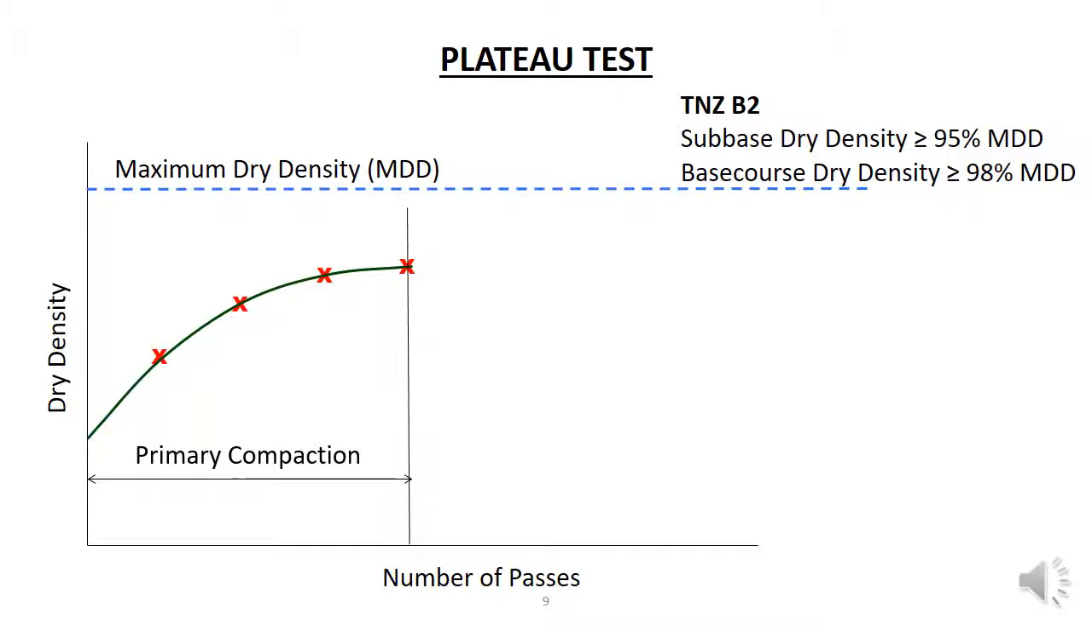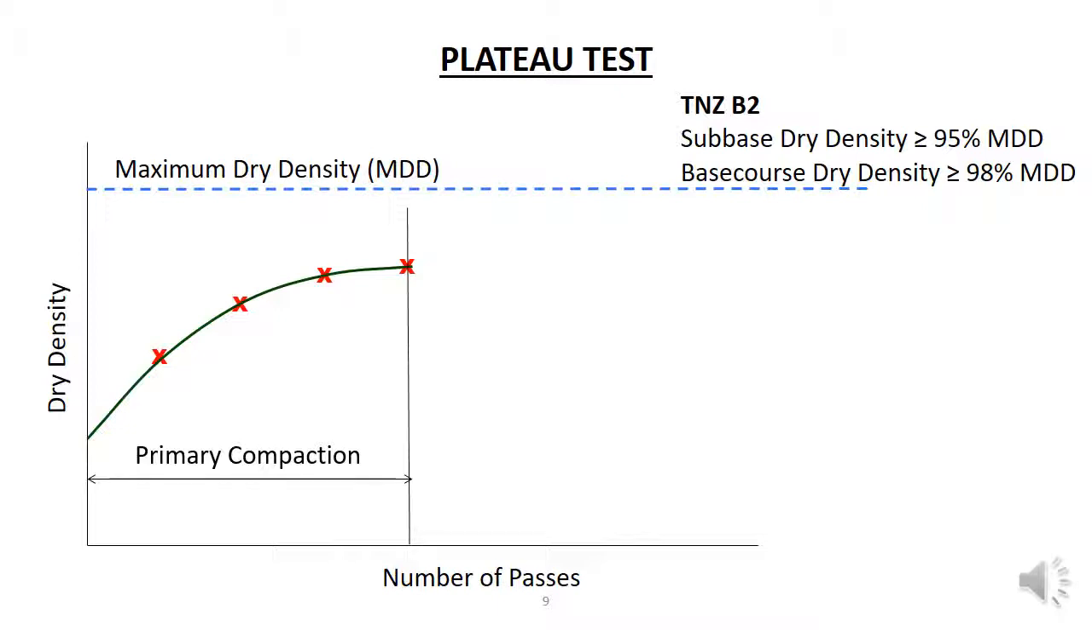Note that the effectiveness of primary compaction levels off into a kind of plateau, where additional passes do not result in any significant increases in dry density. So you can see between the third and the fourth passes, you're not actually achieving much extra dry density. At this point, the operator then knows the number of passes required to get to that plateau and knows not to use primary compaction after that.